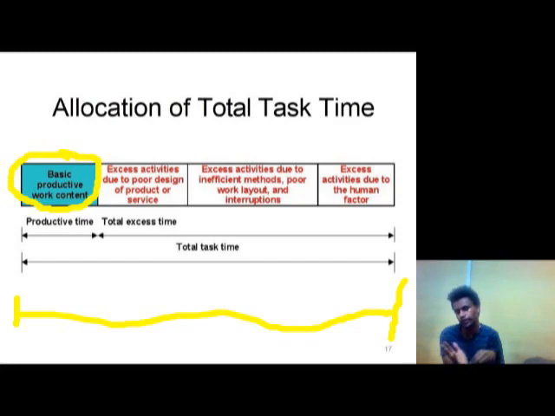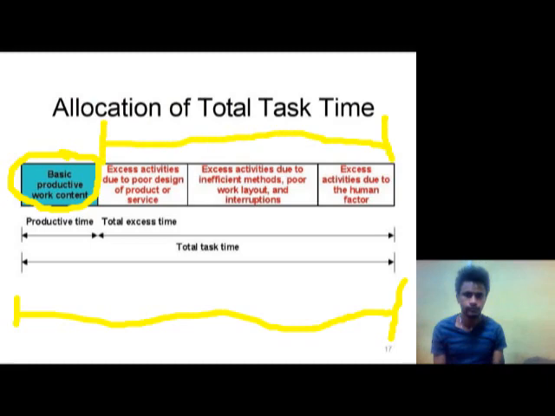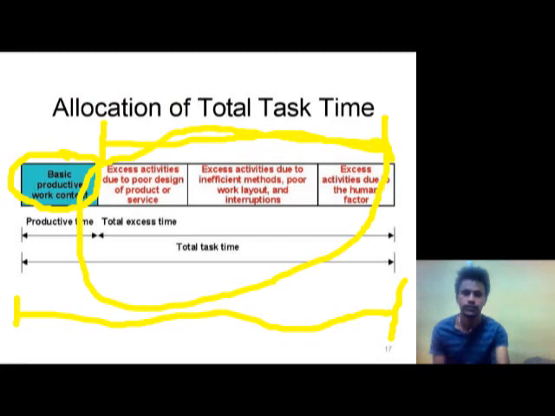Like in the mind of the customer. The rest, as you understand, are excess times or excess activity. So the main intention of the work study is reducing these excess activities. Reducing excess activity as much as possible, we can improve the productivity. Because our main intention is productivity improvement.